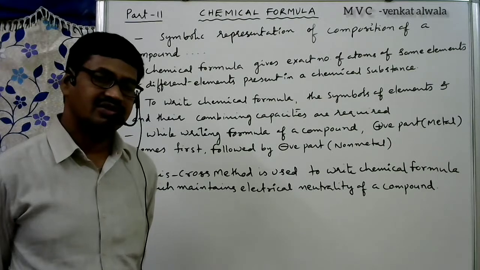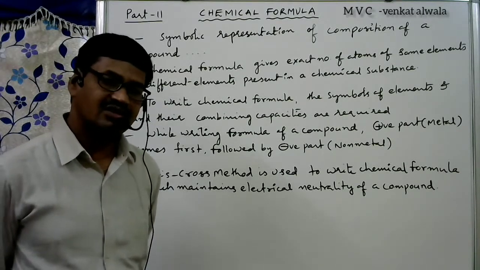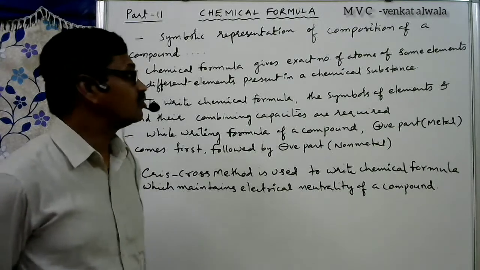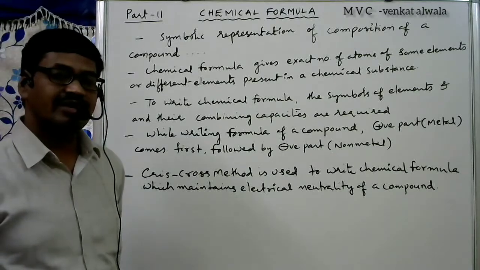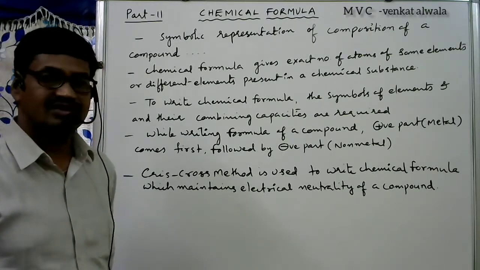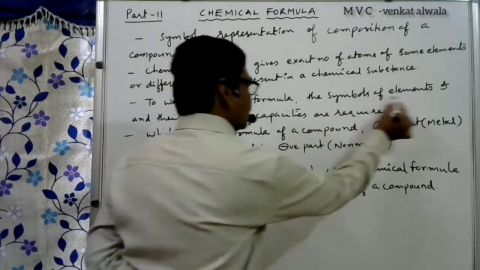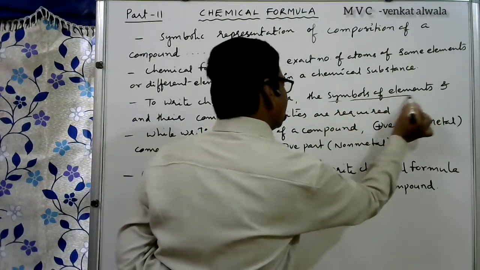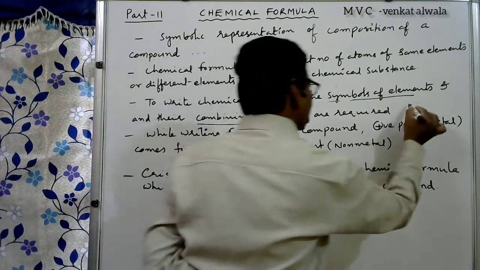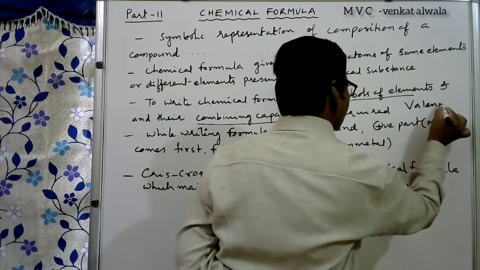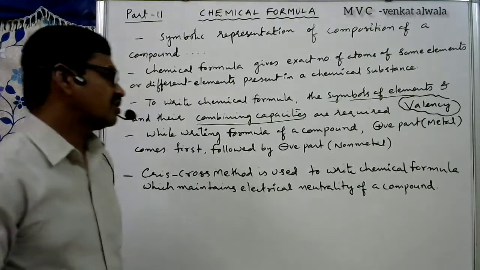In the last sessions, we discussed combining capacities or valencies, and variable valencies also. So to write a chemical formula, the symbols of elements and their combining capacities, otherwise valencies, are required. These are the requirements for writing a formula: symbols of elements, then their combining capacity. Combining capacity here is nothing but valency. About this valency we have discussed in previous classes along with the variable valency.